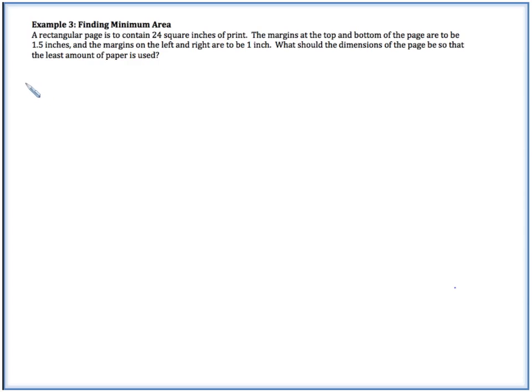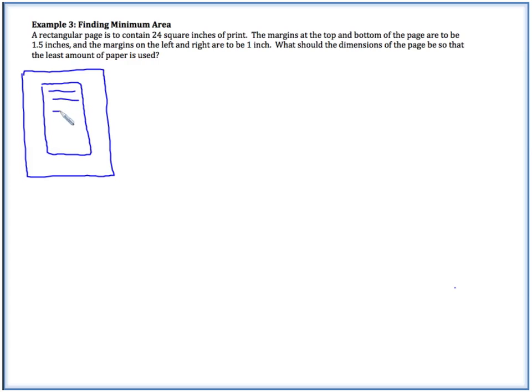Okay, so first off, let's go ahead and draw a diagram of our paper here. And we're going to have a section of print in here. So all this stuff has print on it. And then we know something about our margins here. So the left and the right margins are going to be 1 each. And then the top and bottom margins are going to be 1.5 each.